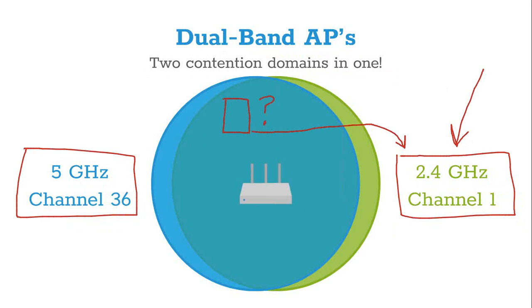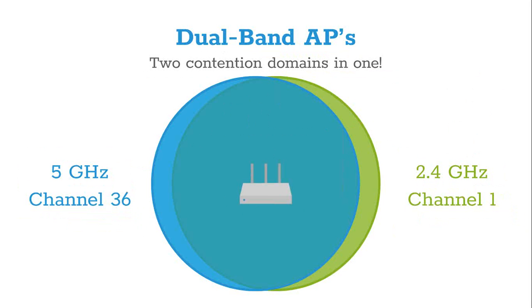The other way that you can do this is you can give each network a unique name. I could call one of them Joel's Network 2.4 and the other one Joel's Network 5. And that way I can force my device to connect to the one that I want it to connect to. I don't like doing that a whole lot because it makes for a pretty poor user experience.